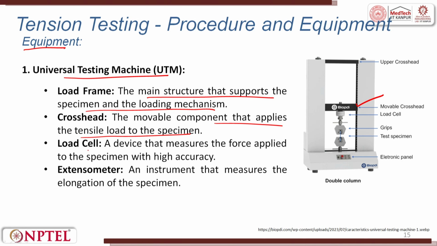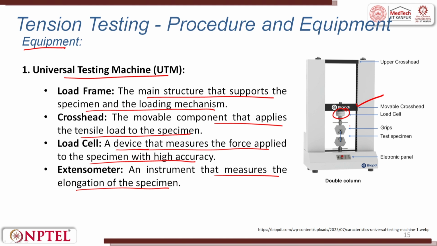Now the load cell is here, a device that measures the force applied to the specimen with high accuracy. Then the extensometer is there. The extensometer is an instrument that measures the elongation of the specimen. Elongation of the specimen is measured using the extensometer. This is a typical universal testing machine.